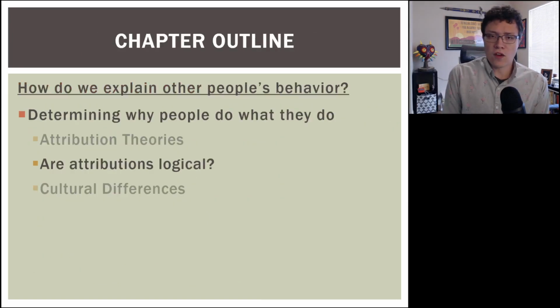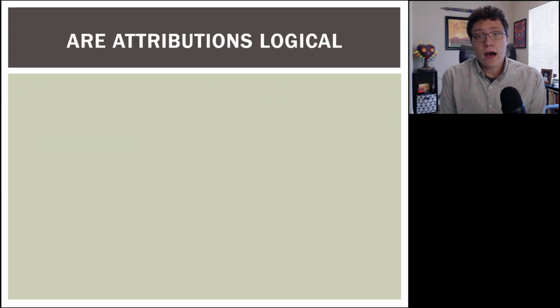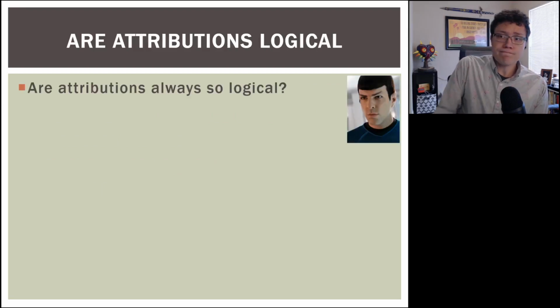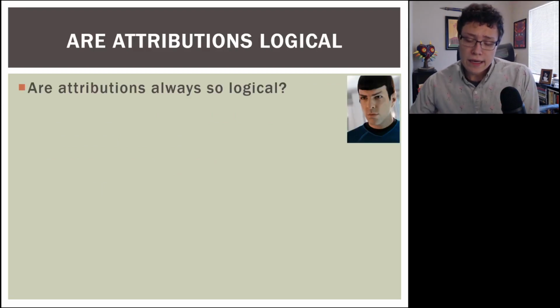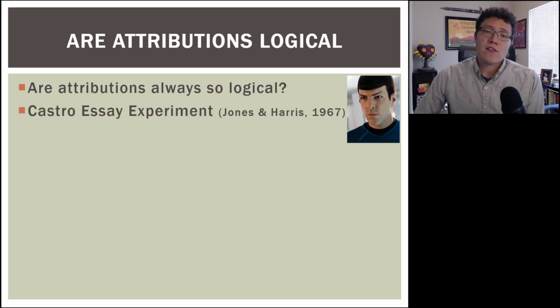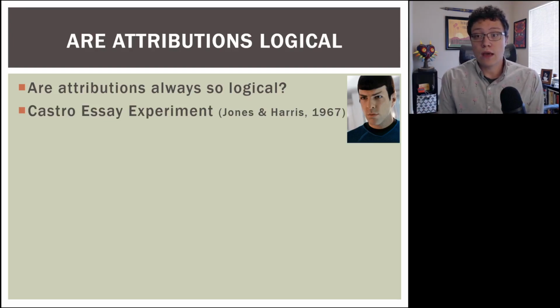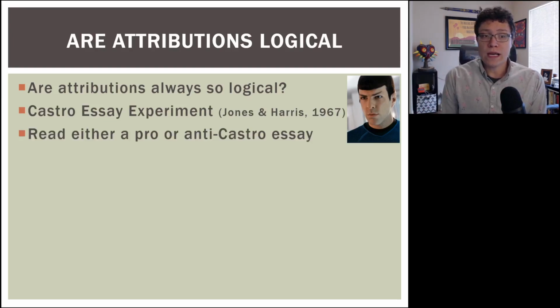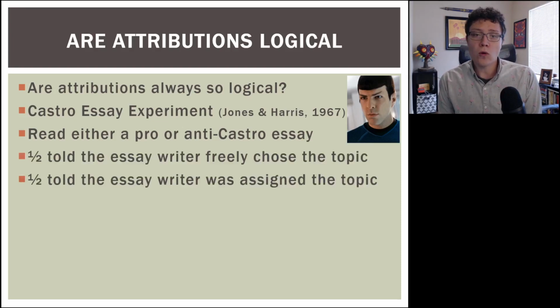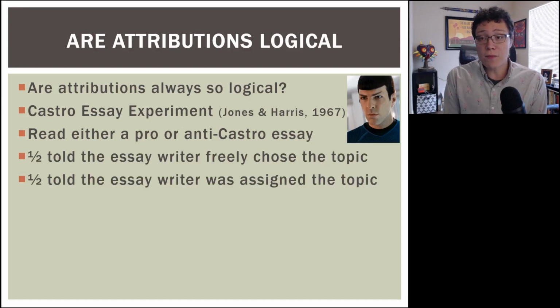But now we've done a lot of talking about attribution theories, and let's talk about whether attributions are logical or not. Are attributions always so logical? We already know they're not, but the idea has been demonstrated in a bunch of different ways. One of them is an essay study from 1967 about Castro. People were asked to read either a pro or anti-Castro essay, and they told half the people that the essay writer freely chose the topic, and the other half that the writer was assigned the topic.